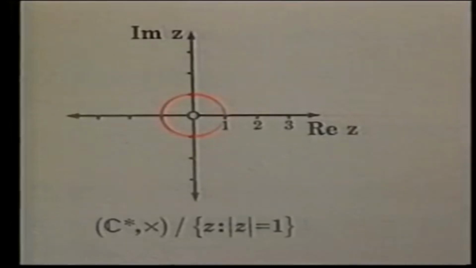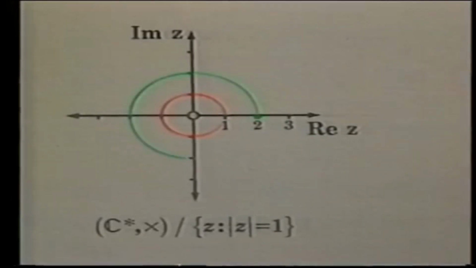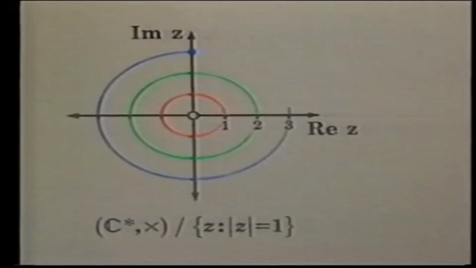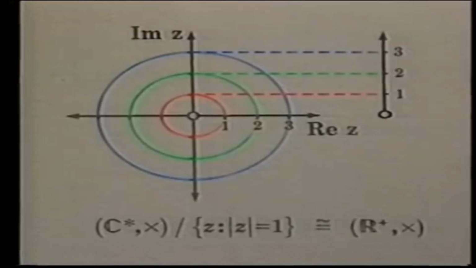What about the other cosets? For example, what's the coset containing this element 2? It's obtained by multiplying all points in the kernel by 2, giving another circle. And what about the coset of this element, 3i? We get this circle. So the quotient group is the set of all concentric circles. And what's the isomorphism? Well, that maps each circle to a single number in R+, the radius of the circle.